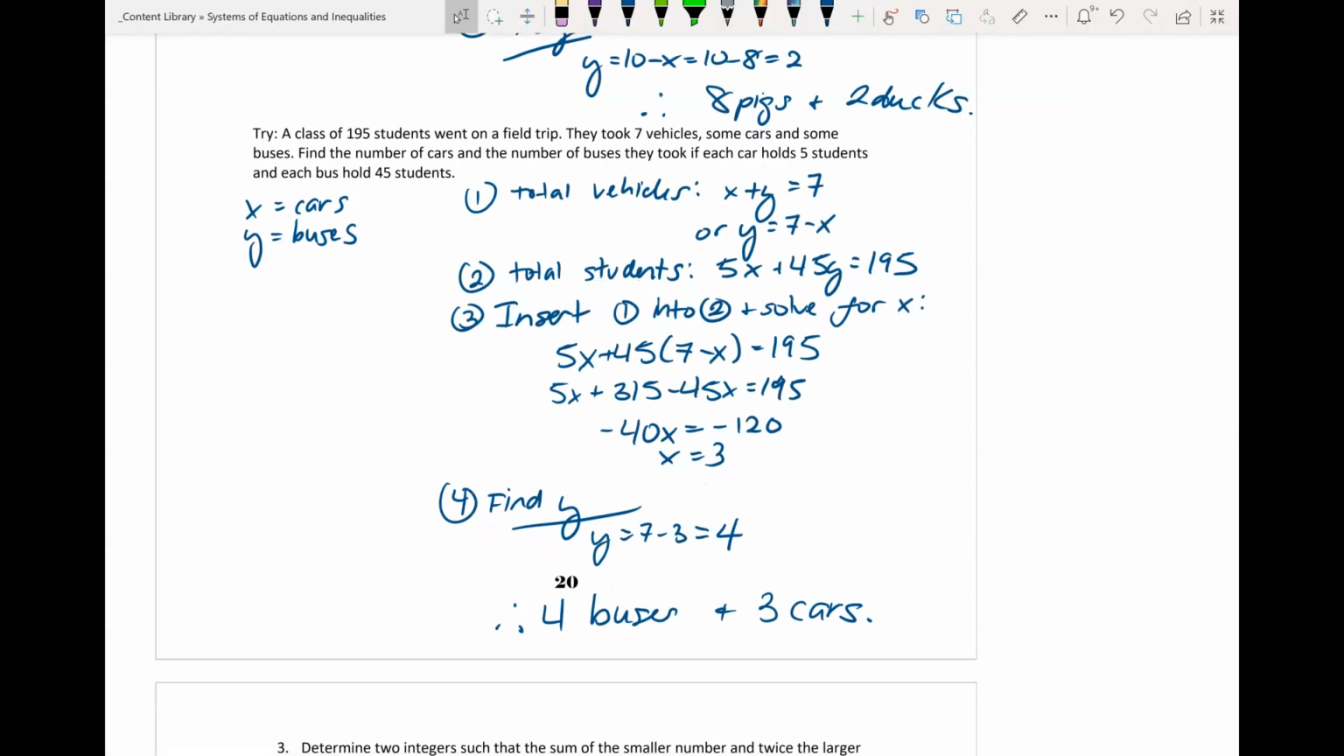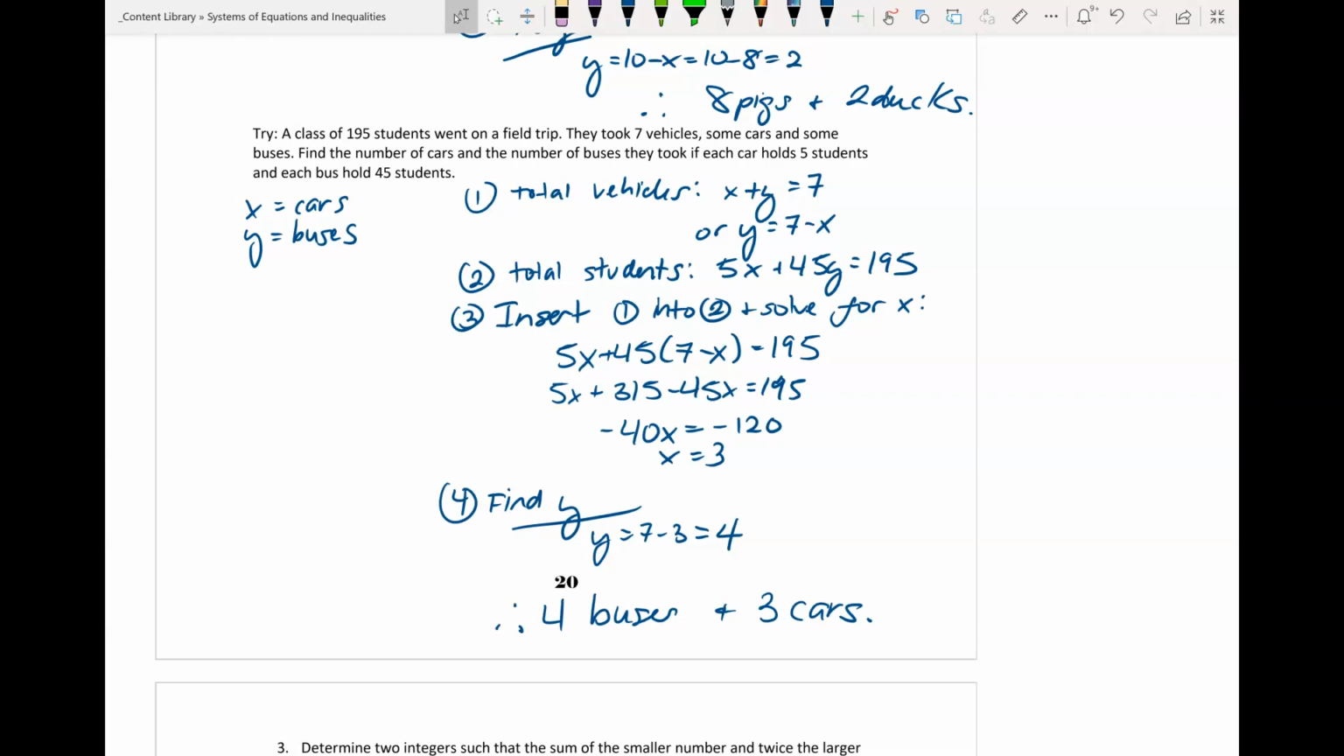For the other question, we were talking about vehicles. So there are 7 vehicles in total, but the 2 types are cars and buses. For the first equation, I just add up the number of cars and the number of buses, and in total we should have 7 of them. Then next, I looked at the total number of students. We know in total there's 195 students.